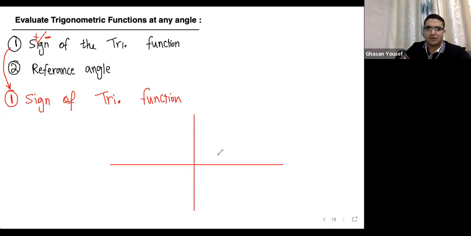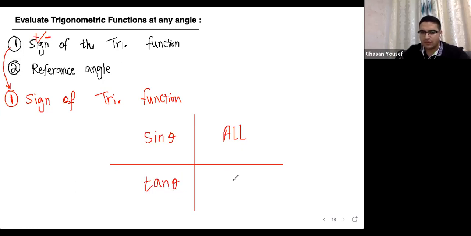In the first quadrant, if the angle is in the first quadrant, all the functions are positive. I mean, the sine function has a positive answer, the cosine, the tan, the cosecant, the cotan, all of them have a positive answer. For the second quadrant, the only function that has a positive answer is the sine of the angle. For the third one, it's the tan only. For the fourth quadrant, only the cosine has a positive answer.